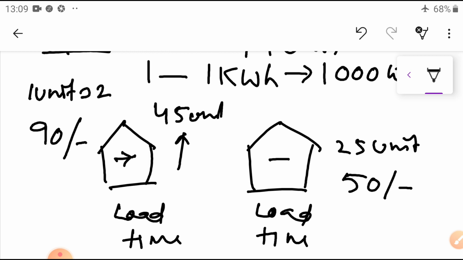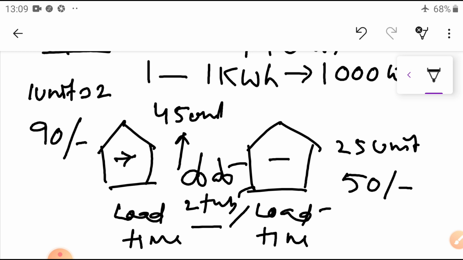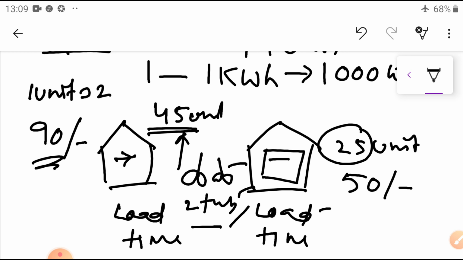You can check it. Same load. He has 2 fans; I have 2 fans, 2 tube lights, and for example 1 fridge. This person also has the same 2 fans, 2 tube lights, same fridge, everything is the same. But luckily his energy meter is showing 25 units, and my energy meter is showing 45 units. Based on this the bill collector gives the bill, and this is the amount I have to pay. So how is it possible? It may be due to an error in the meter.